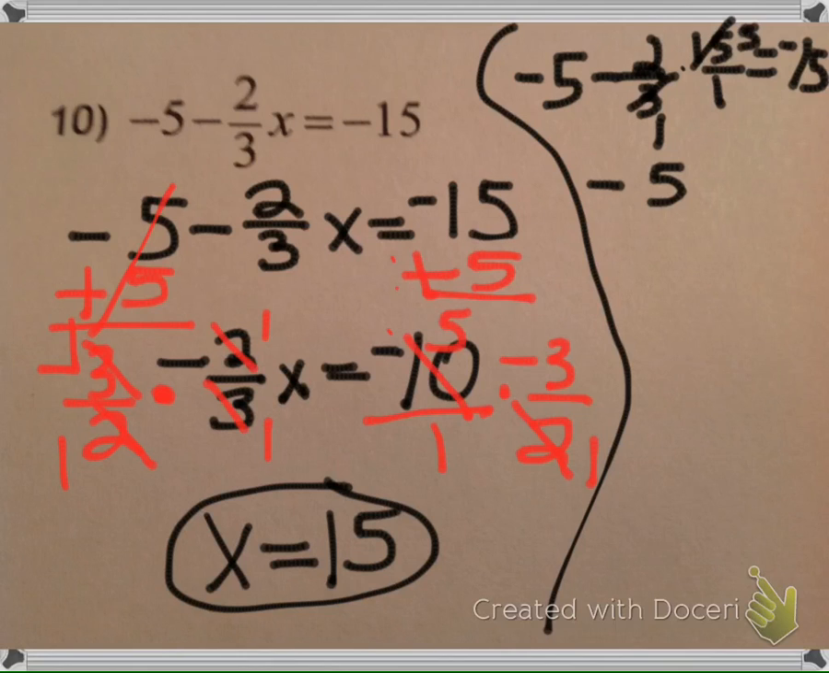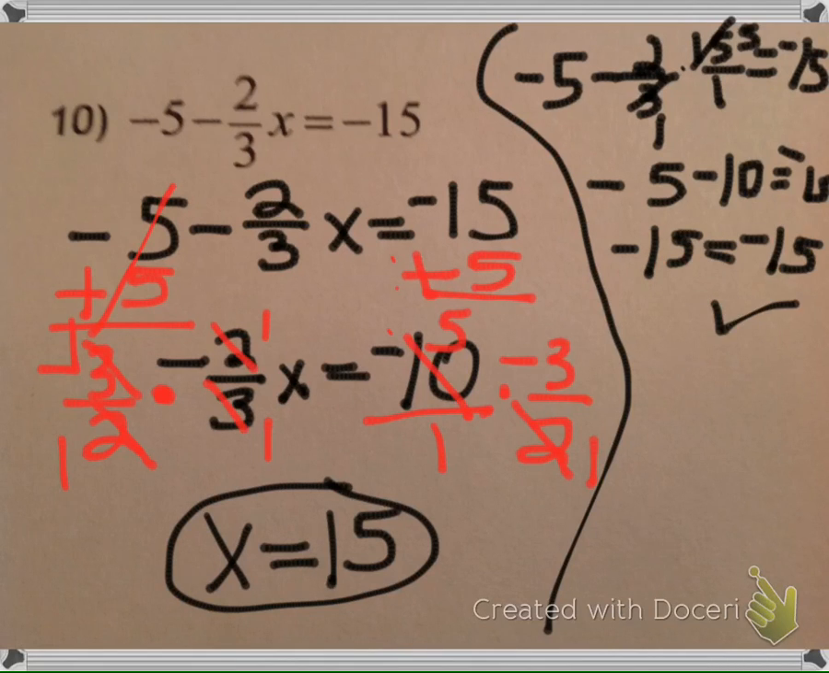And that would be negative 5 minus 2 times 5, which is 10, equals negative 15. I can't really fit that there, but negative 5 minus 10 is negative 15. And negative 15 equals negative 15. And we're good. Okay, have a good day.